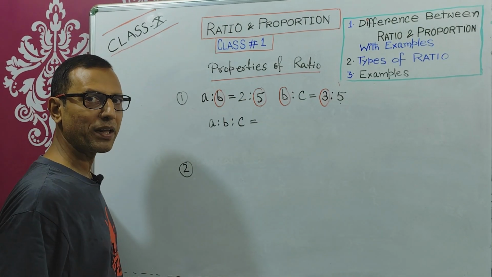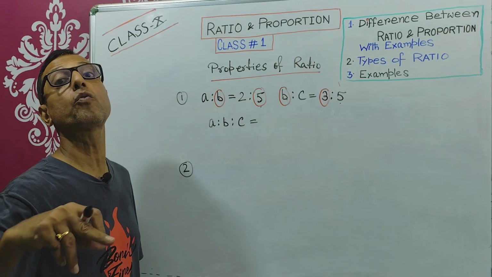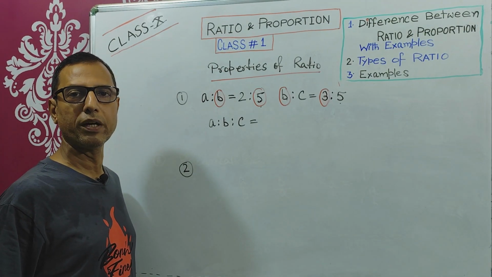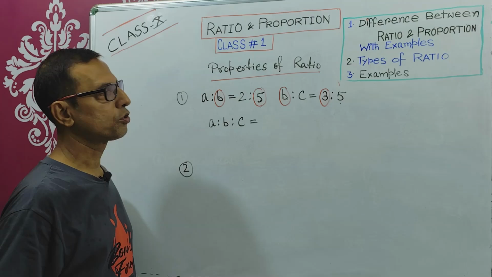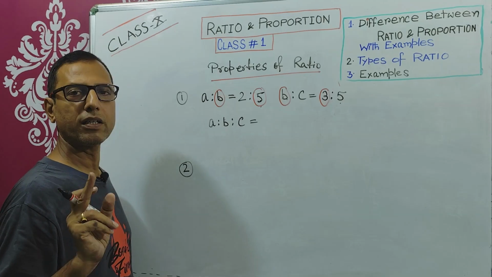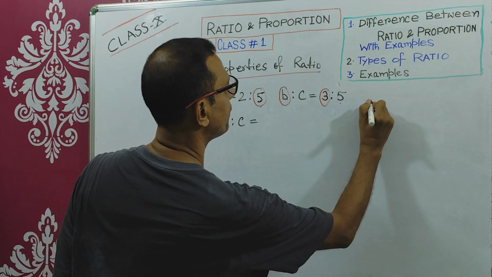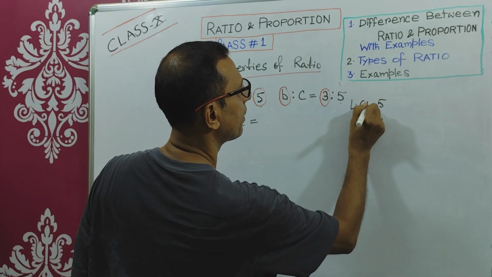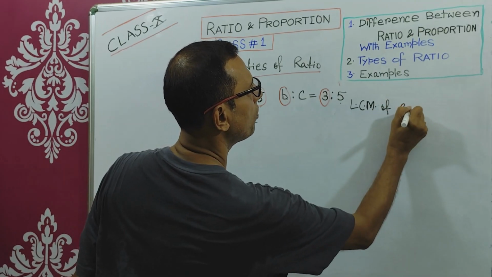How can you do it? You remember fractions, when you do addition or subtraction, or compare two fractions where the denominators are not equal. What do you do? You need to make the denominators common. So here it is not the denominator, but the unequal part you need to make common. How will you do that? You need to find the LCM of this. So the LCM of 5 and 3, the LCM of the common entity.